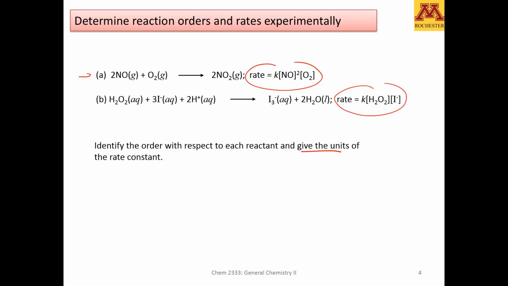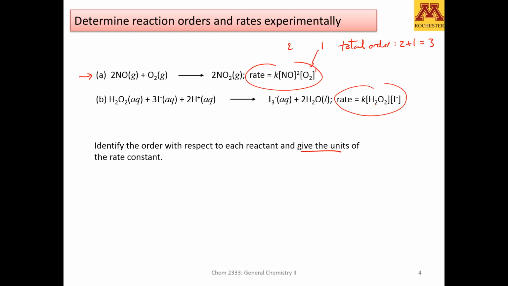So for reaction A, we say that the rate has an order of 2 with respect to nitrogen monoxide, and an order of 1 with respect to oxygen. You don't see it, but of course the exponent on the concentration is 1. The total order is the summation of all the exponents. The total order for this rate law is 2 plus 1, 3.